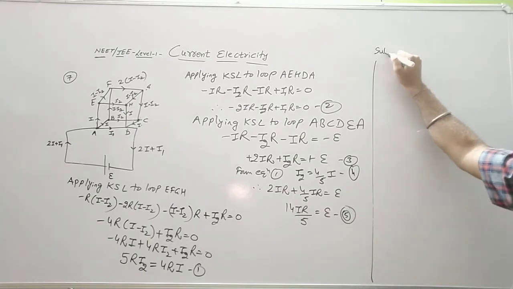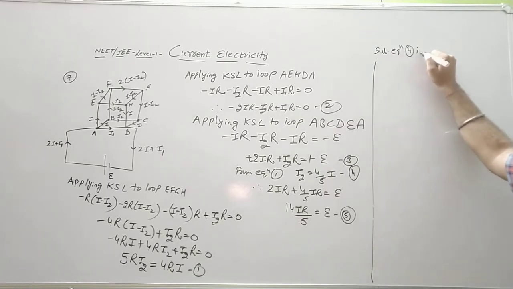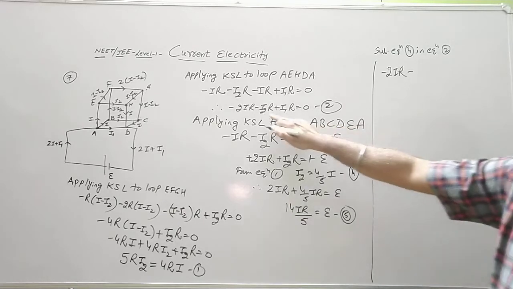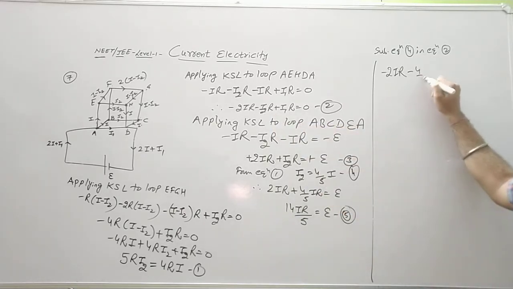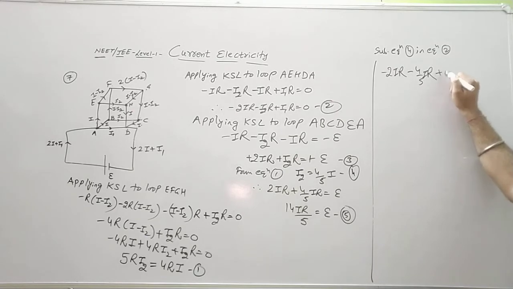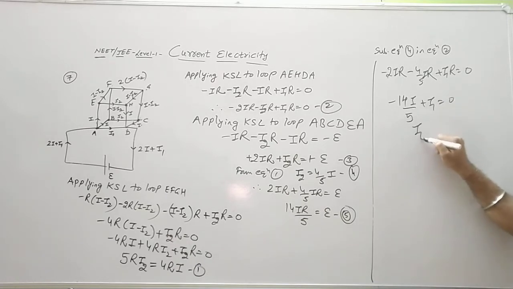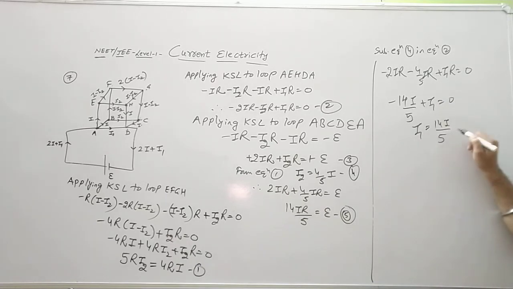So substitute again equation 4 in equation number 2. So we have minus 2IR minus, you have I2 here, so I2 is replaced by 4 by 5 IR plus I1R is equal to 0. R is cancelled. So here we have minus 14 by 5 I plus I1 is equal to 0. So I1 can be written as 14I upon 5. That is equation number 6.